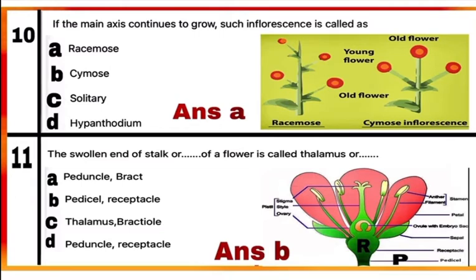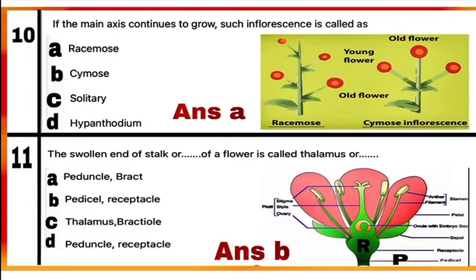Question number 10. If the main axis continues to grow, such inflorescence is called as, option A is correct. Actually, inflorescence is the arrangement of flower on floral axis, and if the main axis continues to grow and at the tip of the main axis there is no flower, such inflorescence is called as racemose inflorescence. You can see it in the diagram also. See the second diagram here, cymose inflorescence is shown, where main axis terminates in a flower. So here mark A as a correct answer.